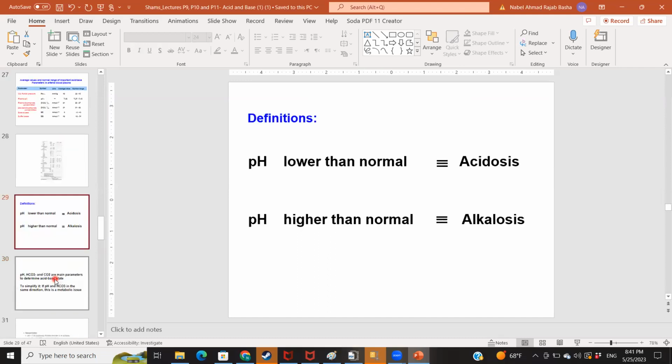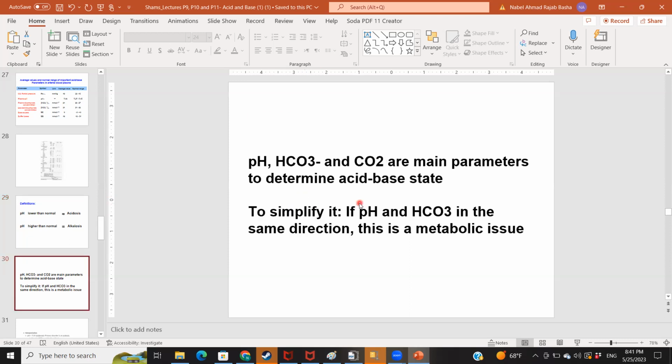Okay. And then let's move on, so I think you know that already. pH lower than normal is acidosis. pH higher than normal is alkalosis. So let's say we have a patient with acid-base abnormality. How do we determine the acid-base abnormality? We look at the three main parameters: pH, bicarbonate, and CO2.